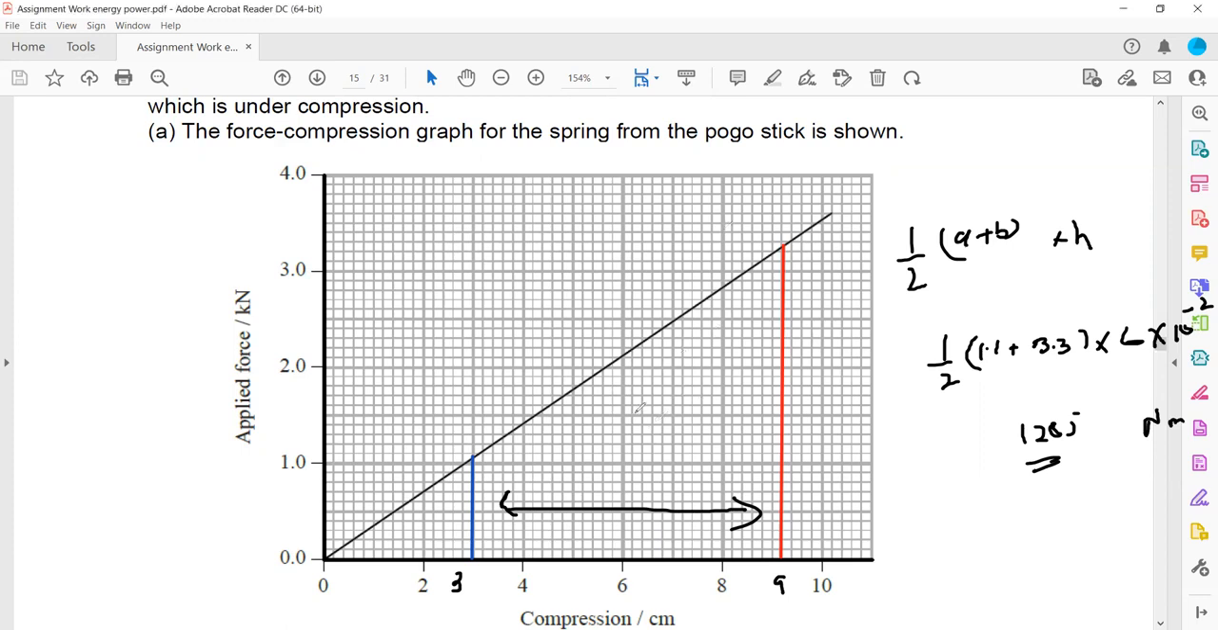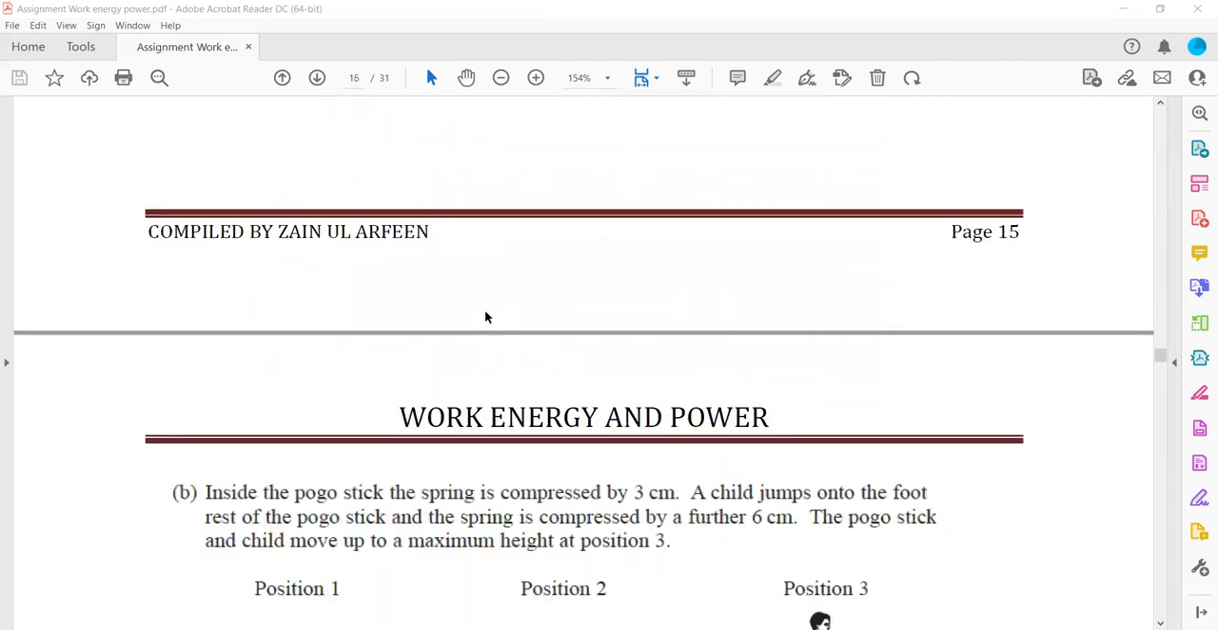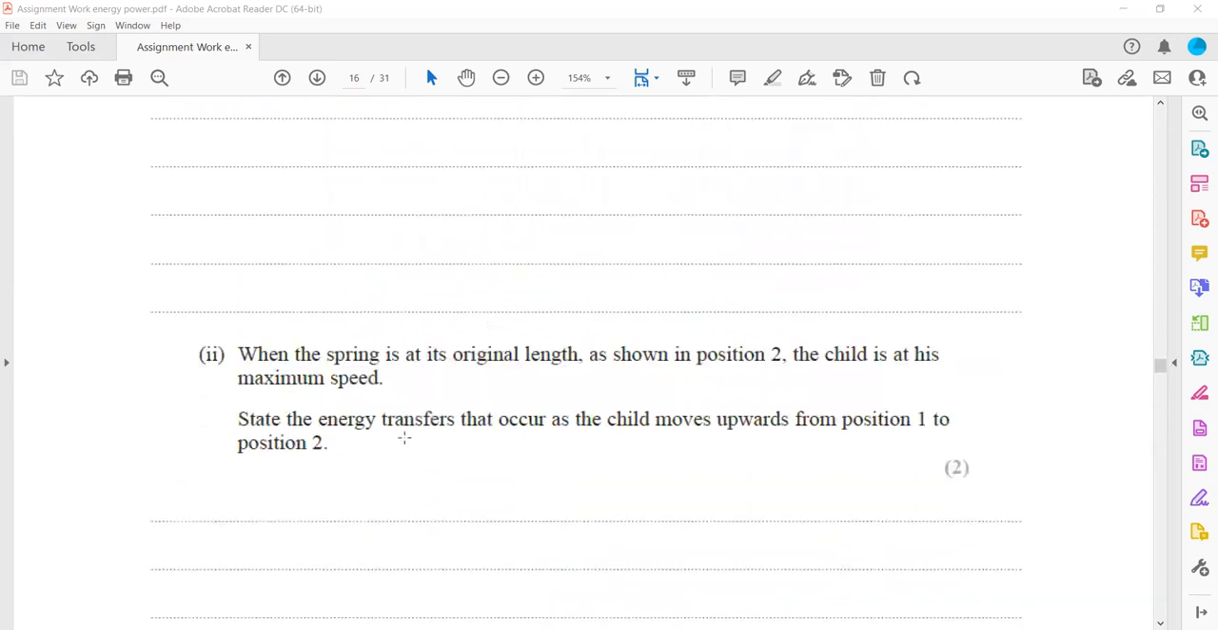So it was already 3 centimeter compressed, and then the boy compressed it further by 6 centimeters. So the total compression is 9 centimeters. But we just have to calculate how much energy is used by the boy, or the work done by the boy. And then when the spring is at its original length as shown, the child is at its maximum speed.